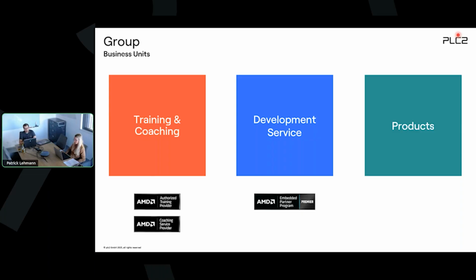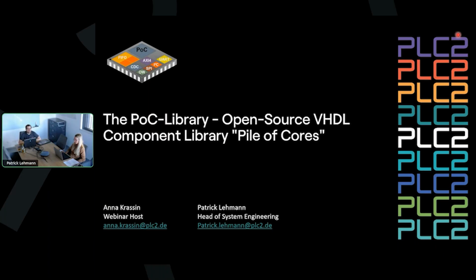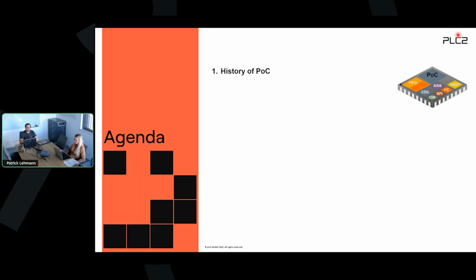The whole idea of the webinar is to have a three-part series. This is now the first part, giving you an introduction to the library, what it is, and what we aim for. So I will talk about the history of the PoC-Library, the goals of the PoC-Library. Maybe you will see the differences to other competing open source libraries, how it's structured and what we are aiming for.